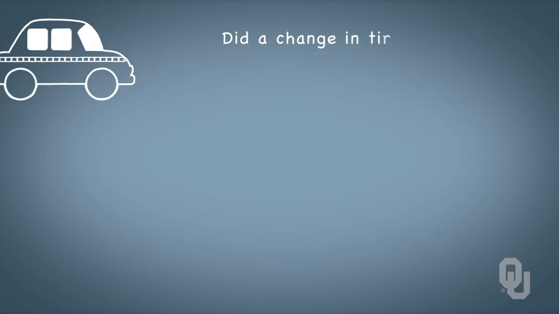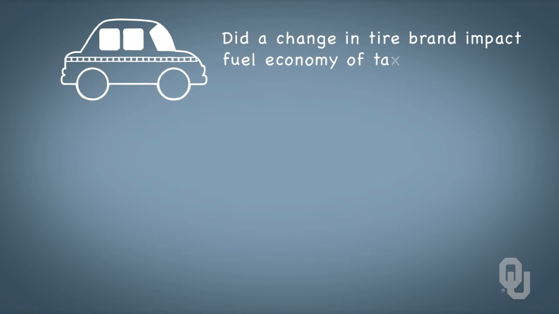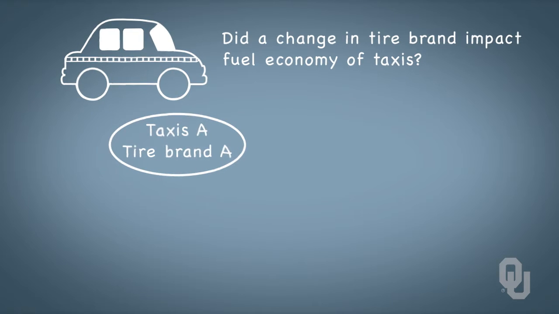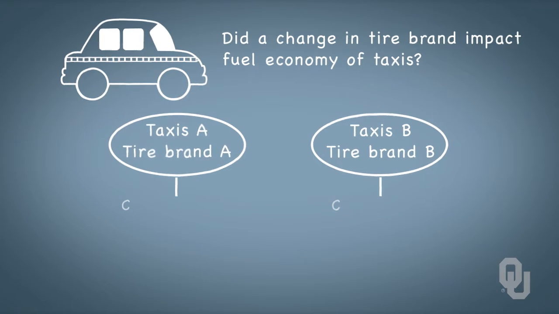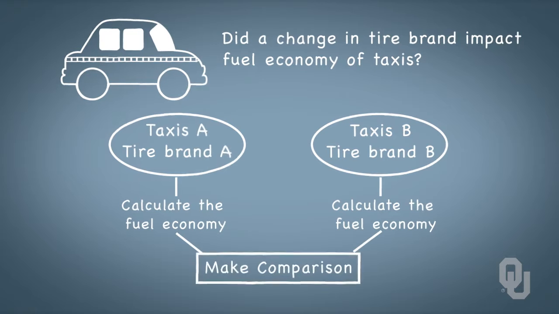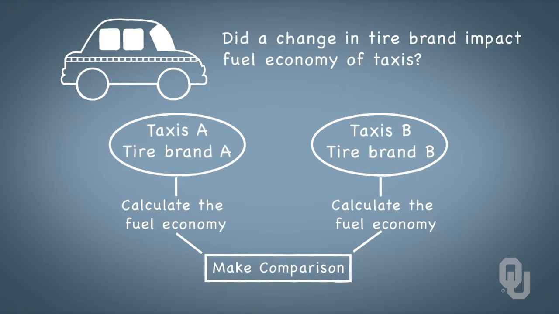As another example, we might ask the question, did a change in tire brand impact the fuel economy of taxis? We collect a sample of taxis with one brand of tire and a sample with another brand of tire, calculate the fuel economy of each, then make a comparison. And if we only have data describing those two populations separately, then we have to assume independence and use techniques that require the independence assumption.